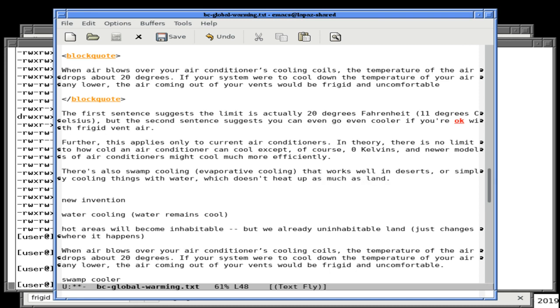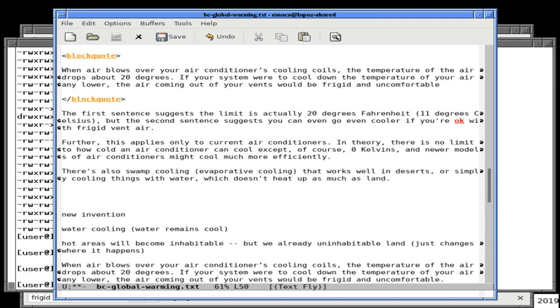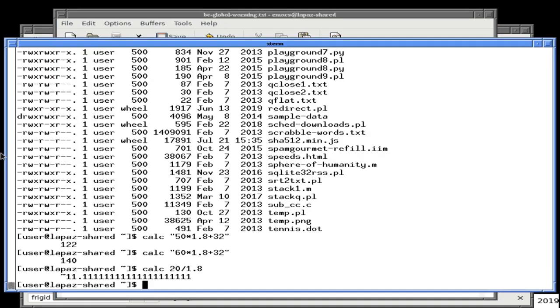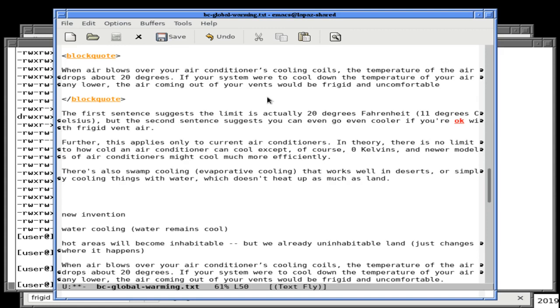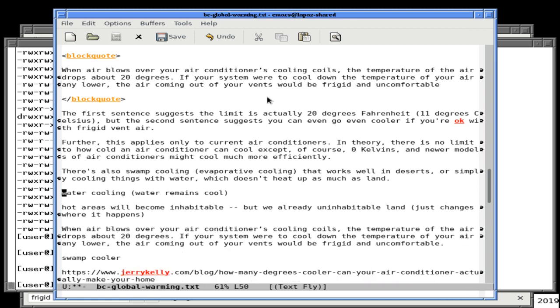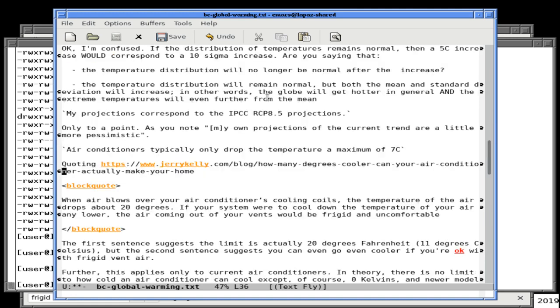So we've pretty much nailed this guy in saying, well, you're wrong about air conditioning. You could probably handle it. We could probably handle 60F temperatures with either existing air conditioning, which gets cooler than you say it does, or new air conditioning, or water. And now I'm gonna give him what he wants, and piss him off there too.